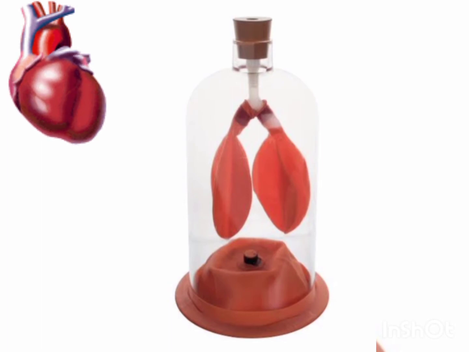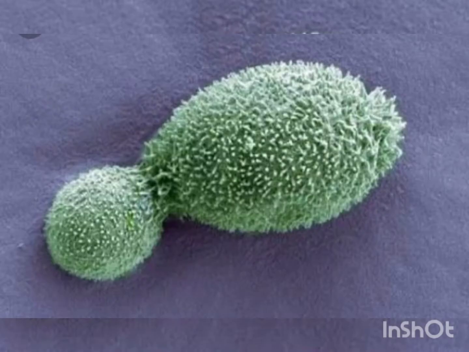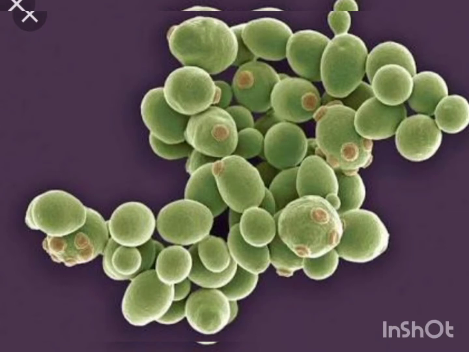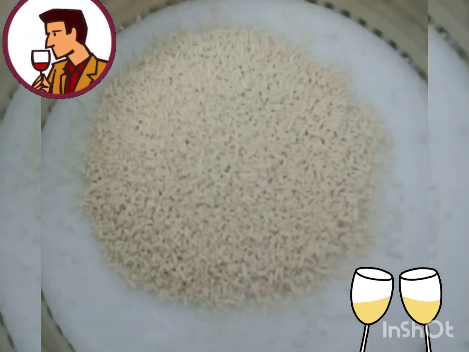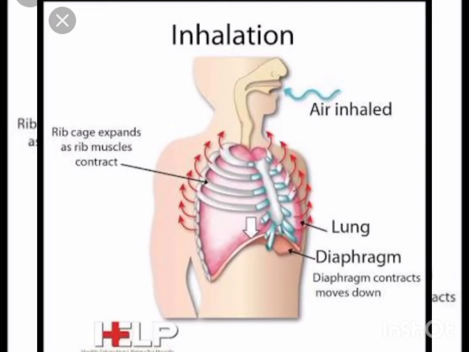In the next picture, you can see some microorganisms. It is yeast. Yeast are single-celled organisms. They respire anaerobically and during this process yield alcohol. They are therefore used to make wine and beer.